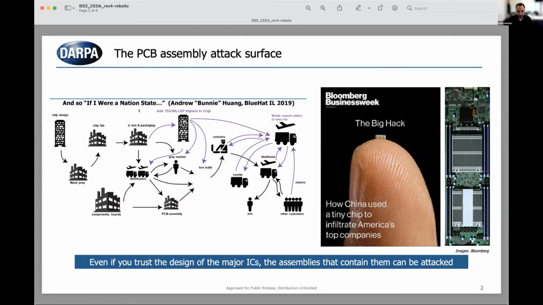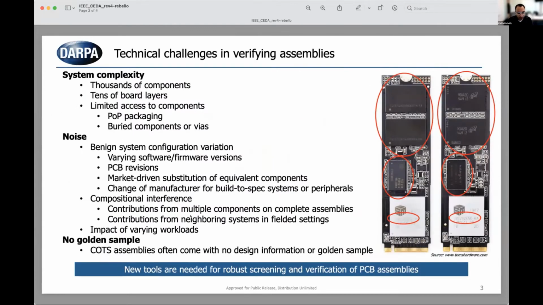So if you could go to the next slide. And while that definitely makes things easier for our adversaries, it doesn't make things any easier for us defenders, right? There are a number of challenges when we look at the PC board problem or the electronic assembly problem.